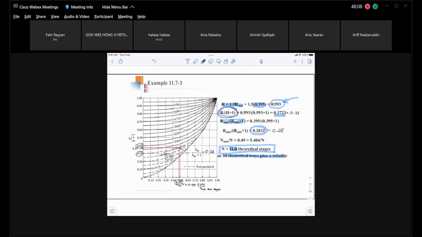Guys, any questions? Or am I the only one going through the example? Are you with me? Yes, doctor. Good. How about the rest?